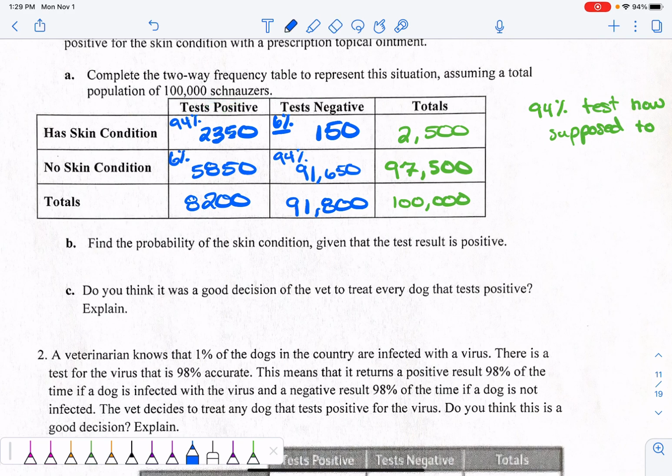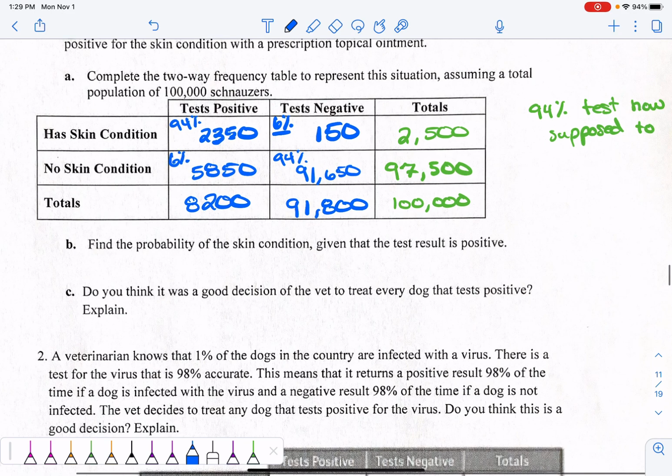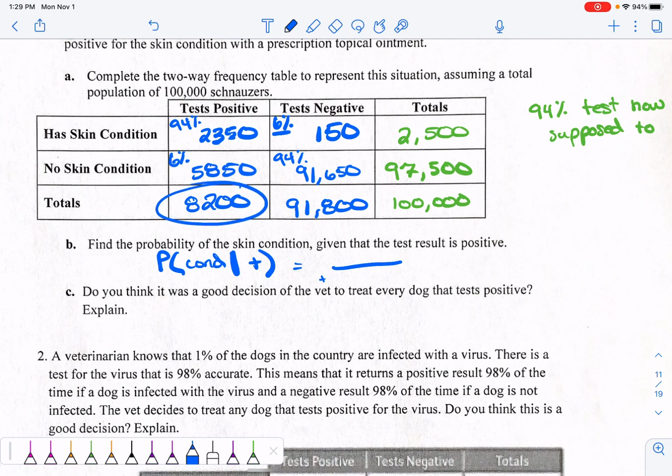All right. Find the probability of the skin condition given that the test result is positive, okay? So I'm going to do probability of condition given positive, okay? So we start with just the positive people. That's the number below here. And just the positive people, that's a total of 8,200. And of those people, how many have the skin condition is 2,350, okay? And then I can delete a zero here. I'm just going to convert it to a decimal.